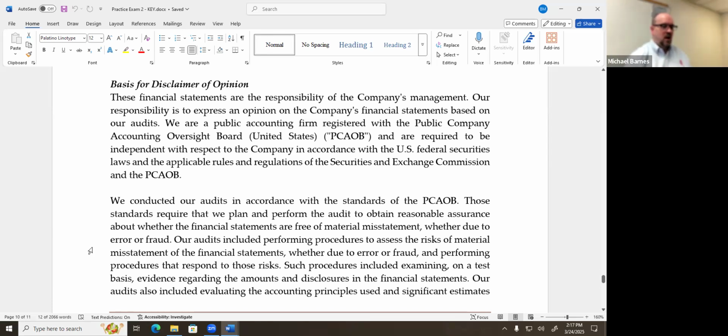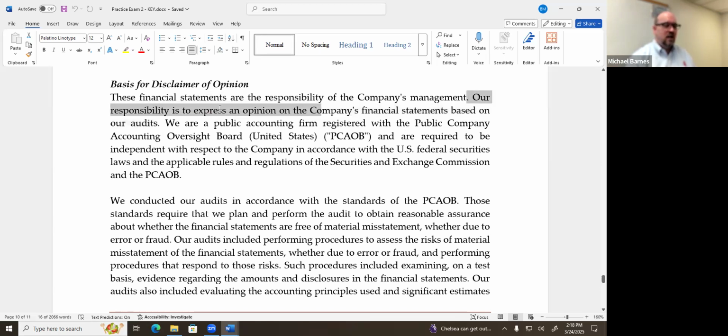What's the hard one? Let's look up here. We've got management's responsibility for the financial statements, the company's management. Everybody good with that? Our responsibility is to express an opinion on the company's financial statements based on our audits. Everybody good with that statement? What's the problem with it? What does disclaimer of opinion mean? Disclaimer of opinion literally means we did not issue an opinion. What does this statement say? Our responsibility is to issue an opinion. Does anybody see some inconsistency in that? If we're disclaiming an opinion, we can't say our responsibility is to issue an opinion.